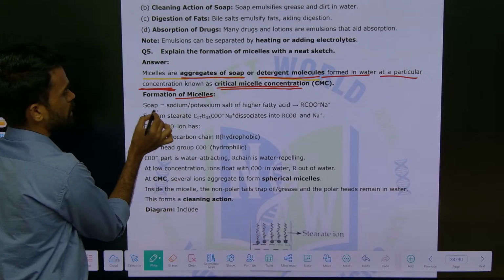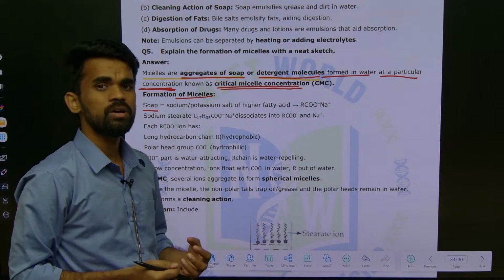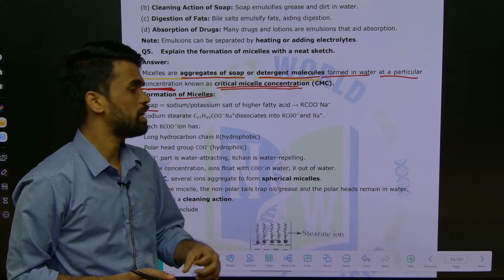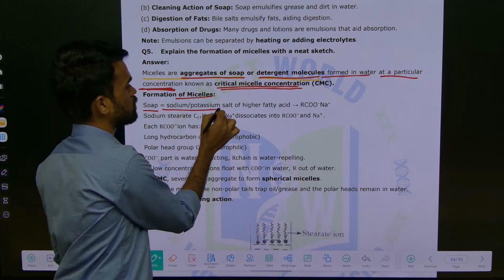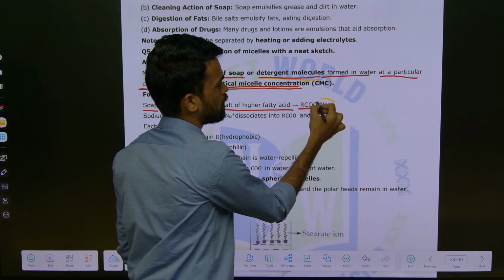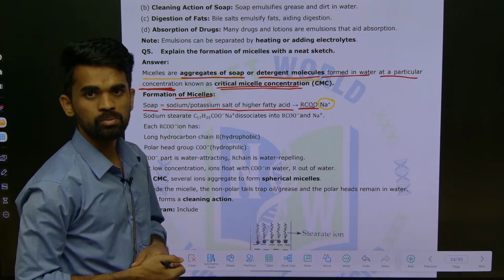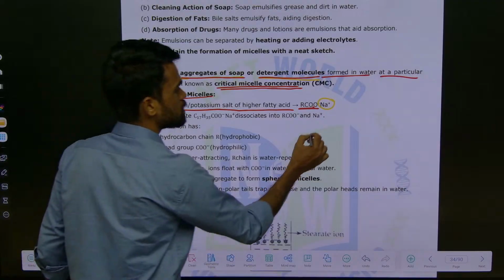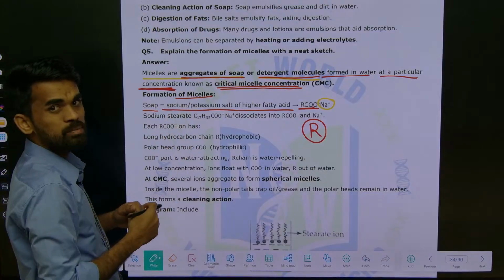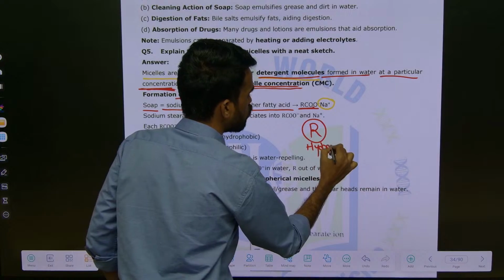Soaps are sodium or potassium salts of higher fatty acids. A carboxylate group is there, and a sodium or potassium ion will be there in the soap formula if you observe. There is an R group. The R group is an alkyl group, a big chain of alkyl carbons. So that can be considered a hydrophobic group.